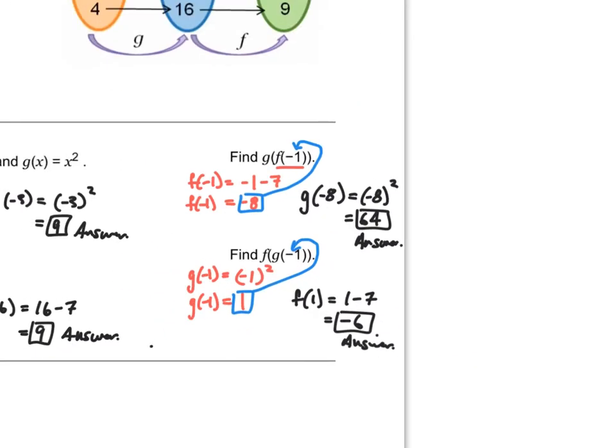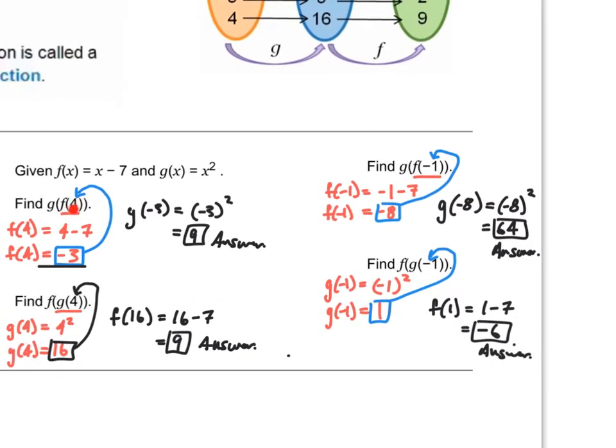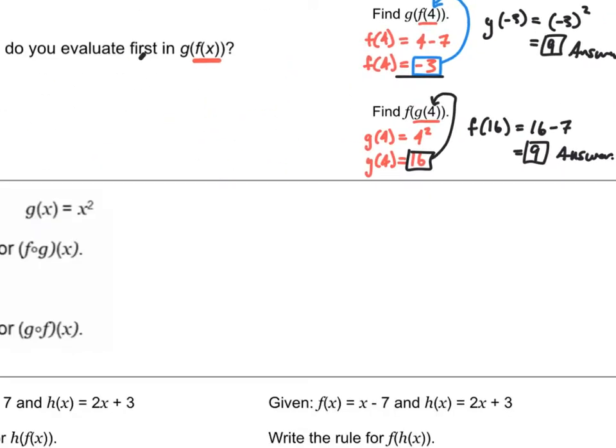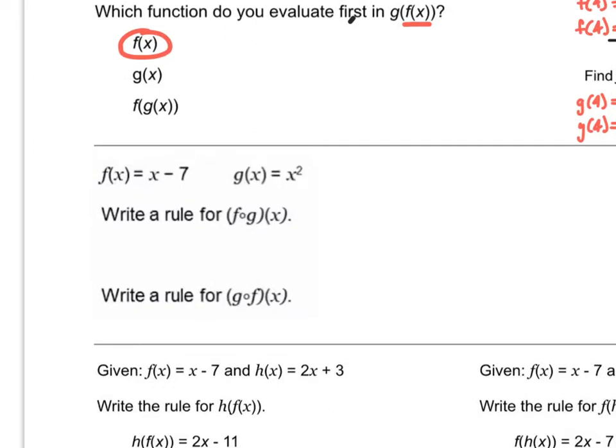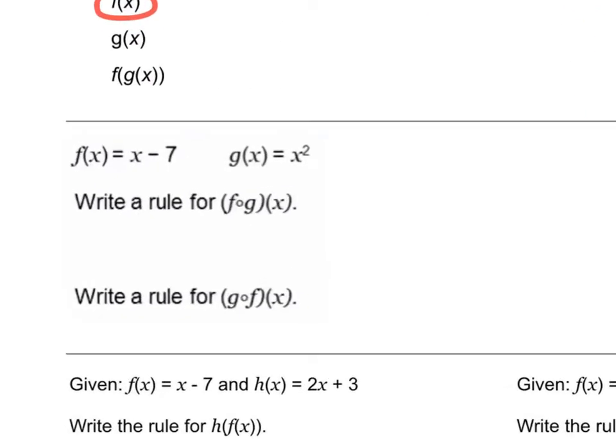Again, we evaluate the inside function first, and then we plug that value into the other function. Okay, evaluate your inside function first, okay? We did all that in all these examples. Take that new y value and plug it into the outside function, and then evaluate, all right? So let's go ahead and take a look here.